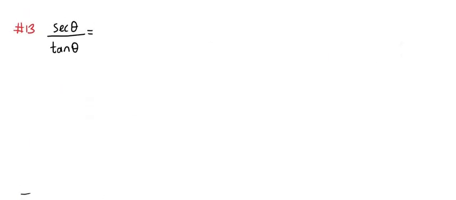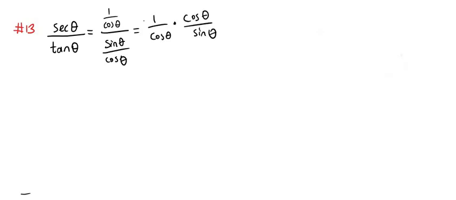Number 13. Secant theta divided by tangent theta. Secant is 1 over cosine. Tangent is sine over cosine, using the quotient and reciprocal identities. Now we're going to do keep change flip. 1 over cosine theta multiplied by, flip the second fraction, cosine theta over sine theta. Here cosine theta cancels cosine theta. We have 1 over sine, and we know that 1 over sine is cosecant theta.